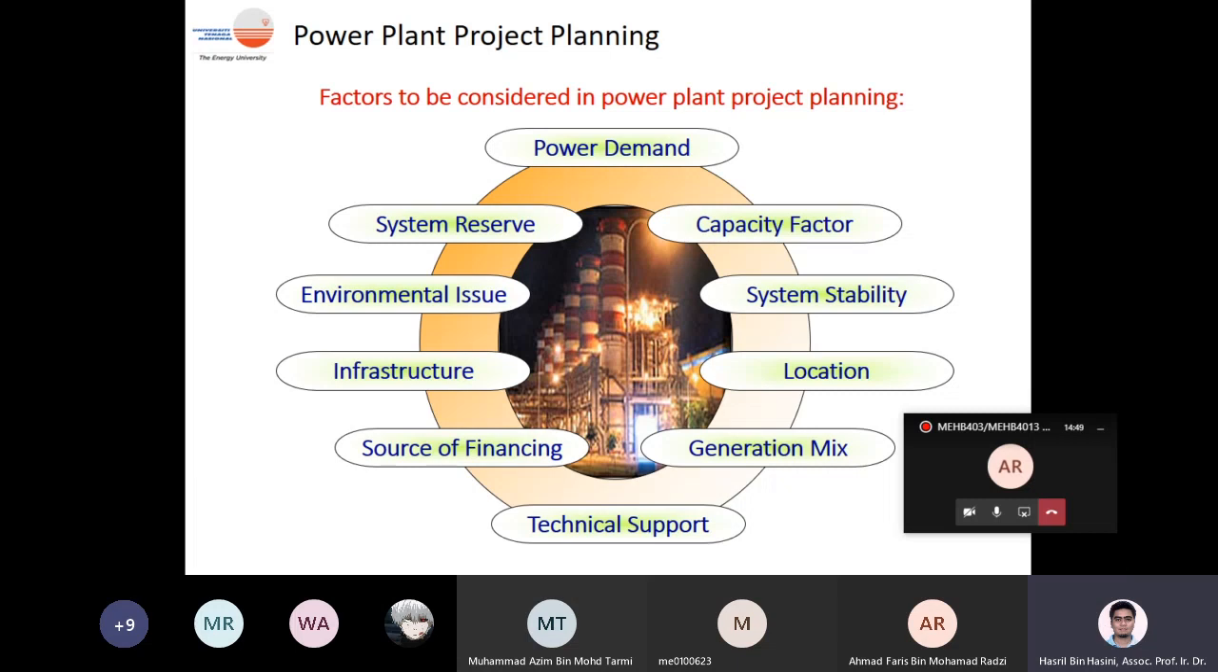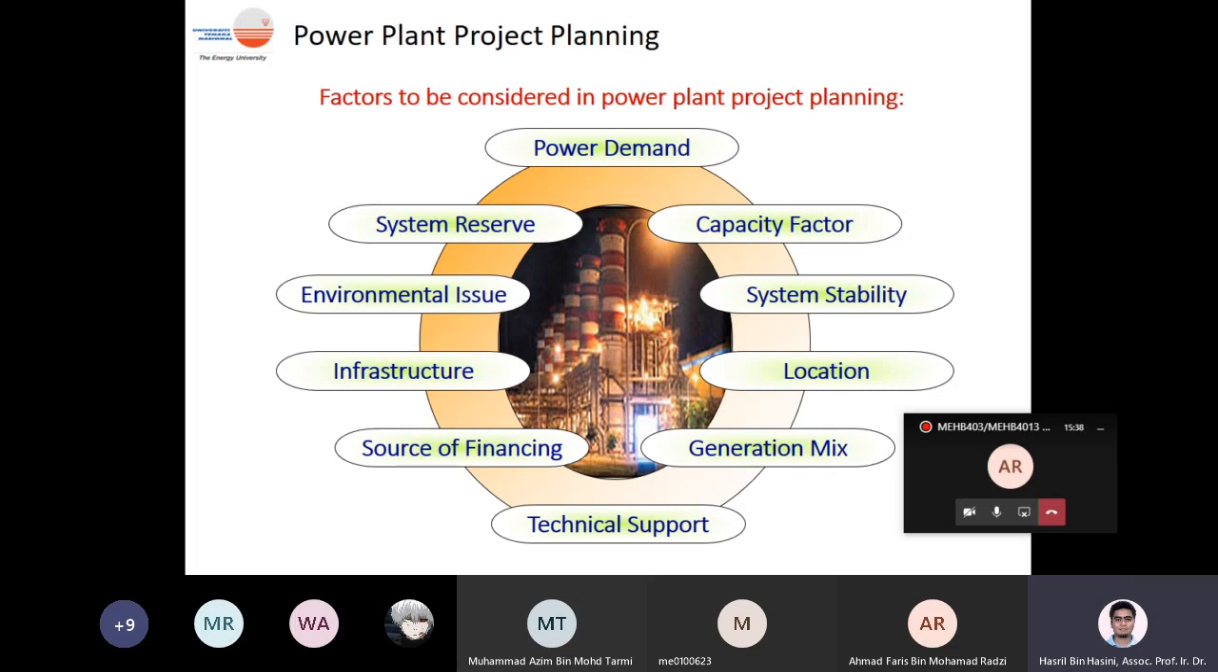Then we have system stability. This one is related to the grid. We also need to look at the location of the power plant. Is there still an available location that is suitable to build a new power plant? It also depends on the type of plant as well. Then the generation mix: whether the current generation mix is still applicable for the next 5 years, as an example. Now we know that the oil price is getting very cheap, but we don't know whether it's going to stay this cheap for the next few years, which I think not.